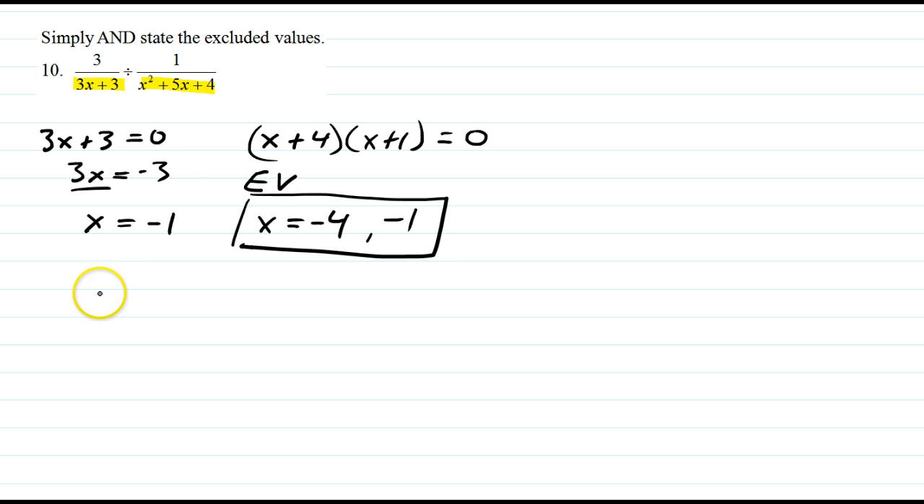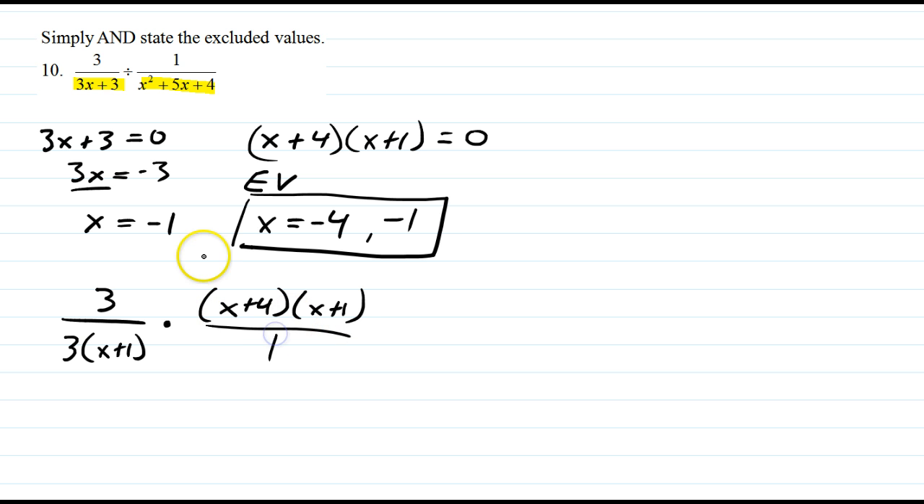So now we've got to go back and simplify this. But since we already factored it, it'll be a little easier. So now this is division. So whenever we divide, we multiply by the reciprocal, and so this becomes x plus 4 on top, x plus 1 over 1. So now what happens is this cancels, the 3 cancels with this 3, and all I'm left with is x plus 4.